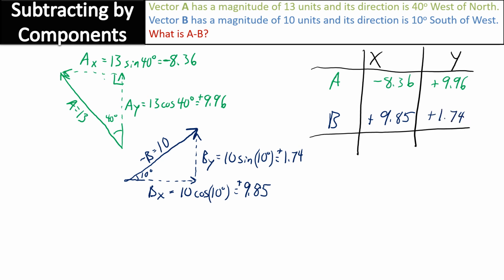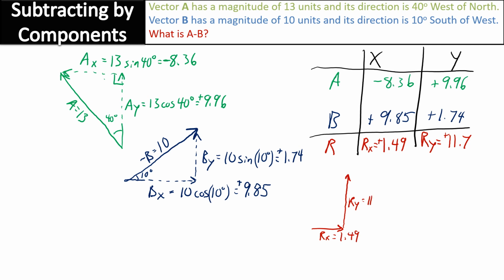To find the X and Y components of the resultant, you just add the numbers together. So for Rx, you get 1.49 in the positive direction. And for Ry, you get 11.7, again in the positive direction. At this point, we can draw our triangle. Make sure you connect Rx and Ry head to tail. Your diagram might look a little different from mine if you drew Rx on top.